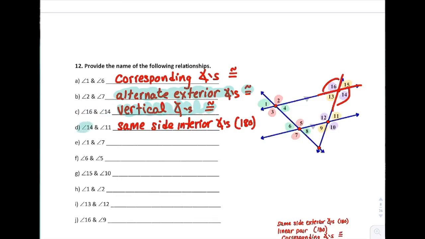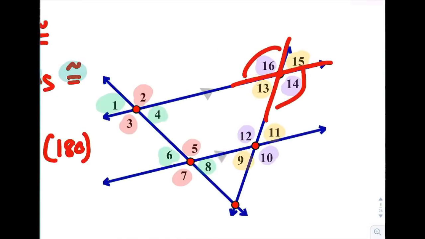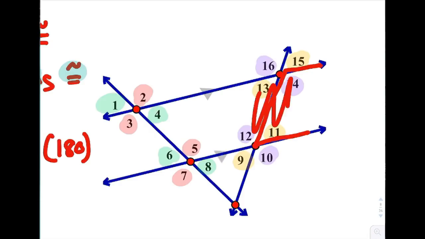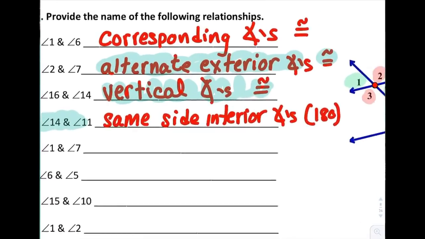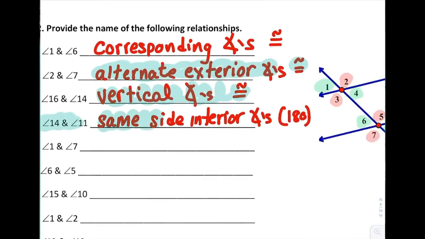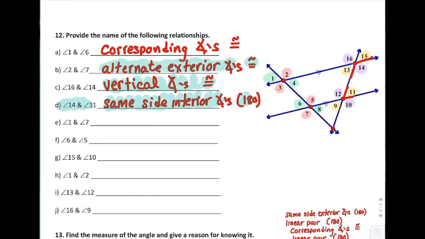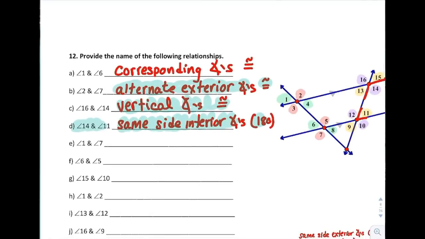And D is 14 and 11. So if you look at 14 and 11, they are on the same side of this transversal. So same side, and they're in the interior. Same side, interior. But if you look at them, one's acute, one's obtuse. So they're supplementary. They're not equal. Same side, interior angles, and they add up to 180. So try the rest, E through J, and we will go over them.